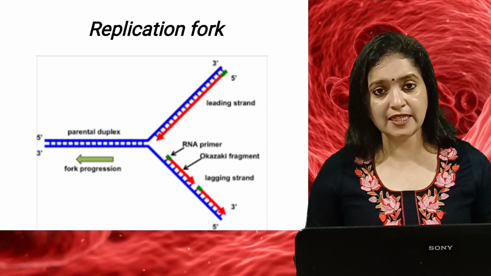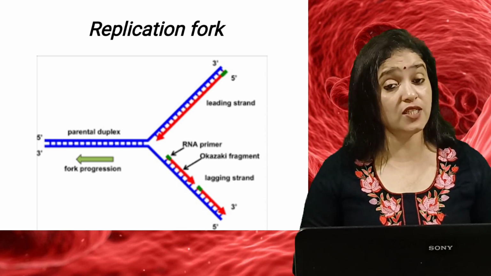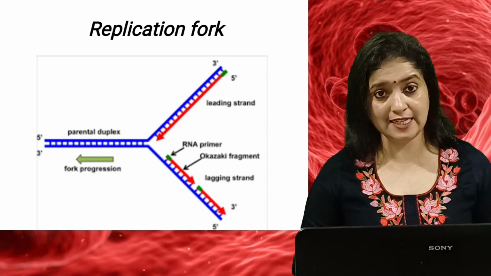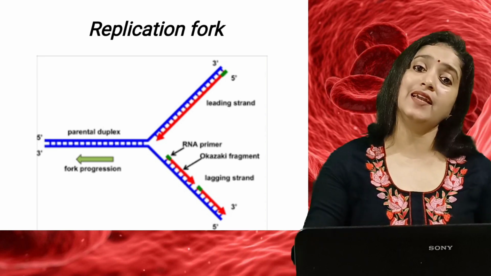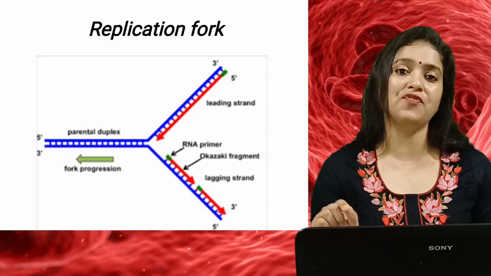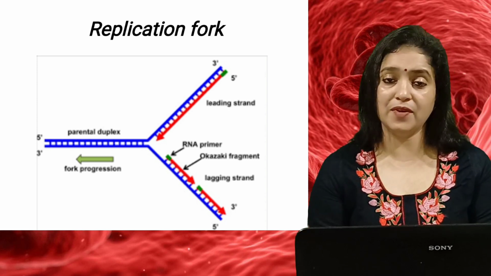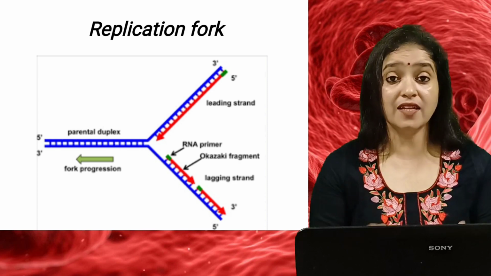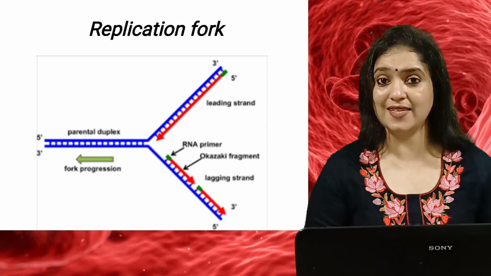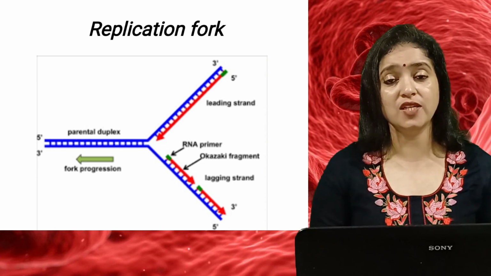For unwinding the DNA, helicase. For starting the replication, RNA polymerase is needed. And then a DNA polymerase for the production of DNA. And then a cutting enzyme, restriction enzymes, are needed. Then the joining enzyme, DNA ligase, is needed. So likewise, you have to study the replication.